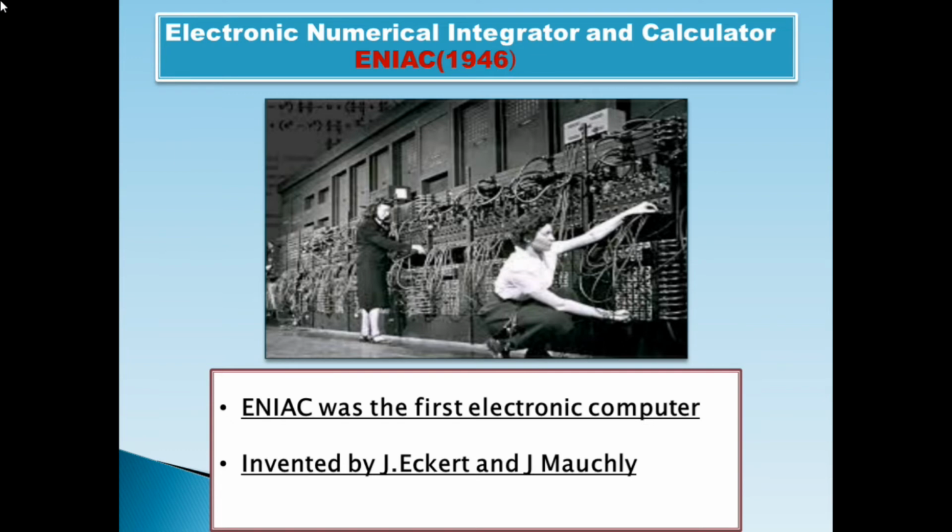Look at the picture. It was so huge, and we had to use punch cards to give input and to collect data, and we had to do it manually. See, people are giving input, I think. The machine is so huge, it occupies a room, right? It had no resemblance to the modern day computer. The computers that we are familiar with are entirely different from ENIAC.